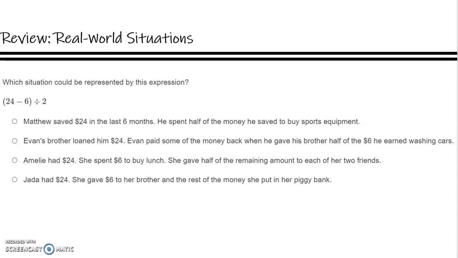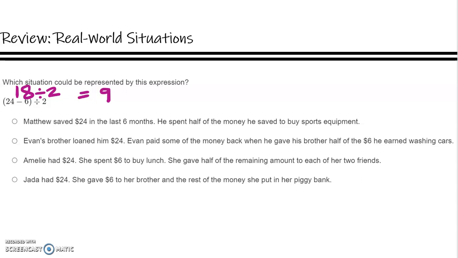Before we get started, let's review which real-world situation could be represented by this numerical expression. So there are no variables, just numbers. We have 24 minus 6. Order of operations, we would do that first, and then we would divide that by 2. Sometimes it might help you to actually get an answer to know what would make sense. 24 minus 6 is 18. And 18 divided by 2 is 9. So our answer down here needs to be 9.